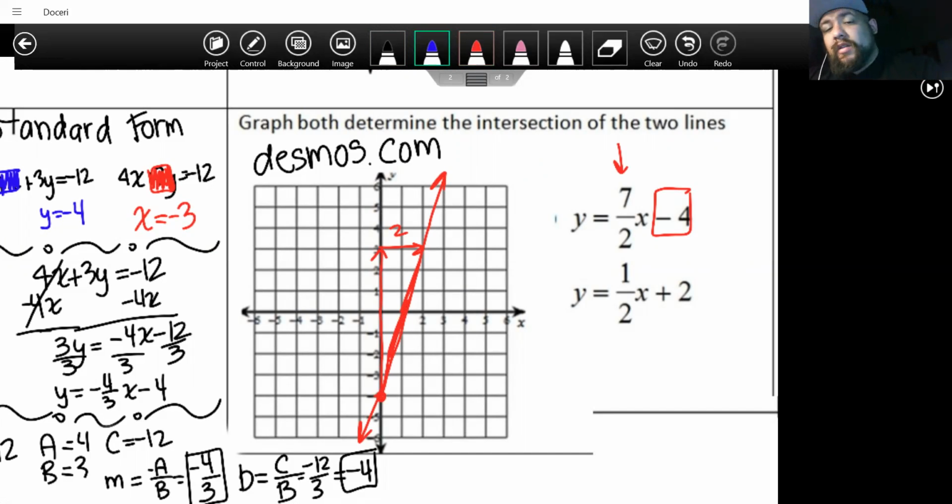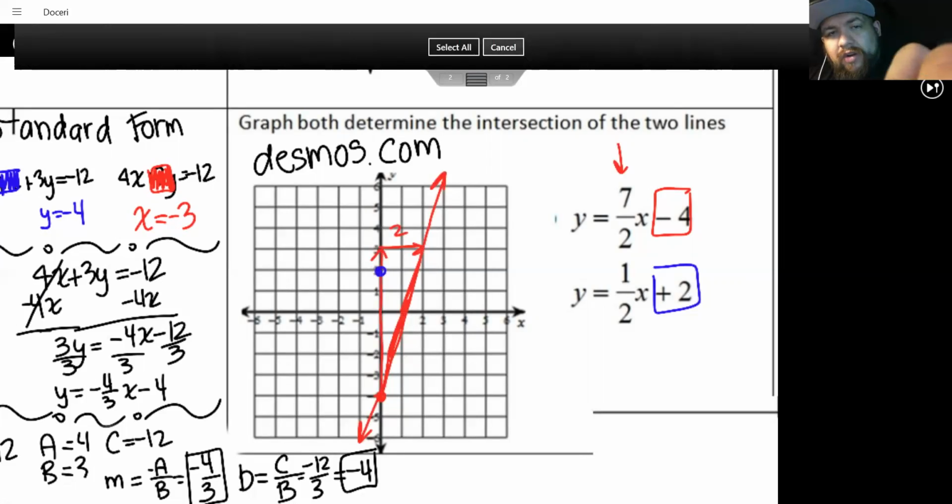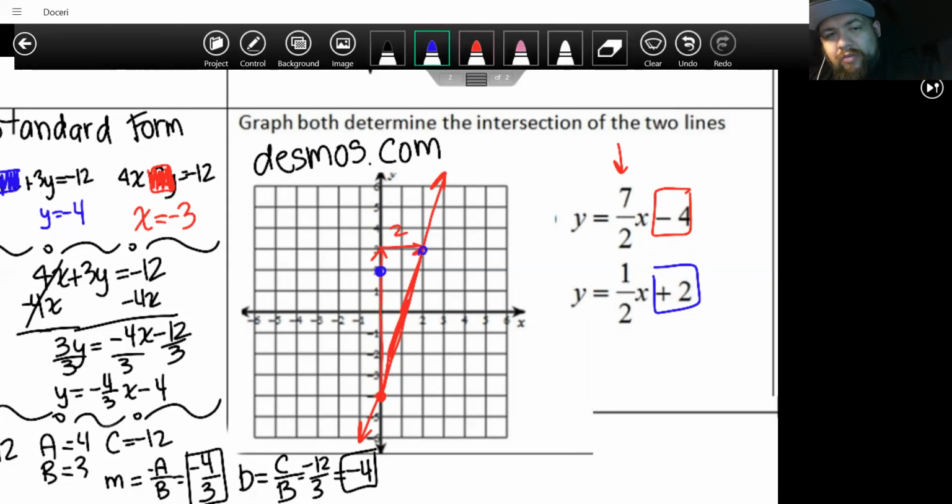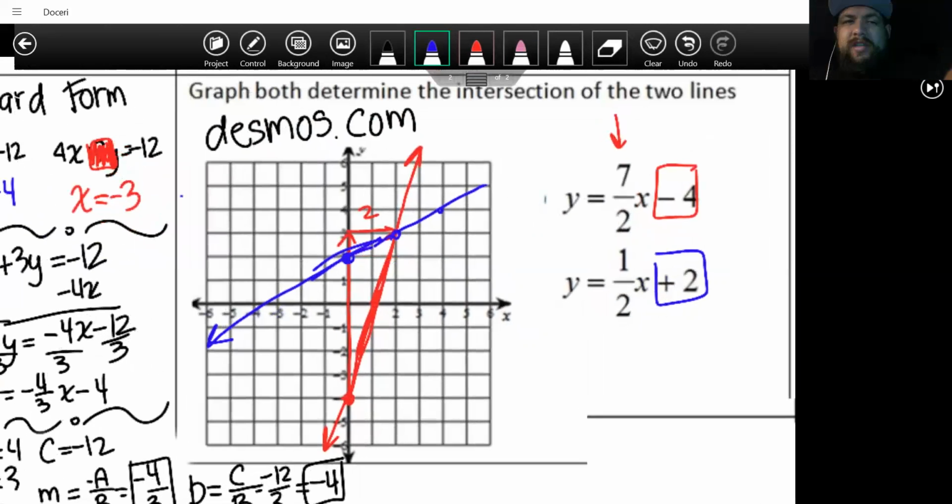The next one happens to be +2, so it tells me to go up 2 for this one. And then up 1 over 2, and we're going to continue this idea of up 1 over 2, up 1 over 2. And if I can graph this line here, the blue line, okay. Now, the one thing I want you guys to get for your answers is the intersection point between the two graphs. So where do the two graphs meet?